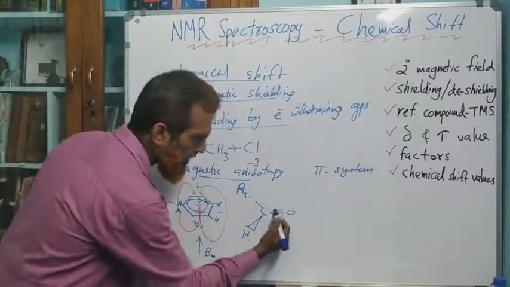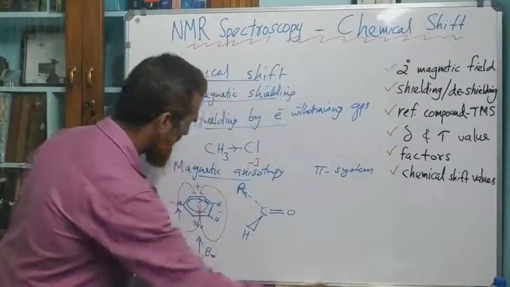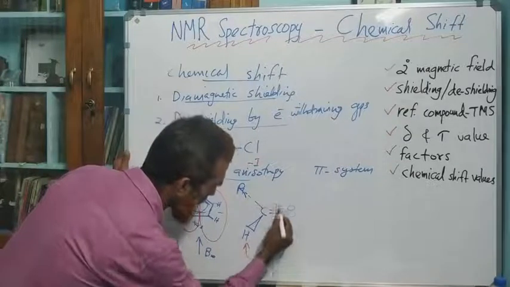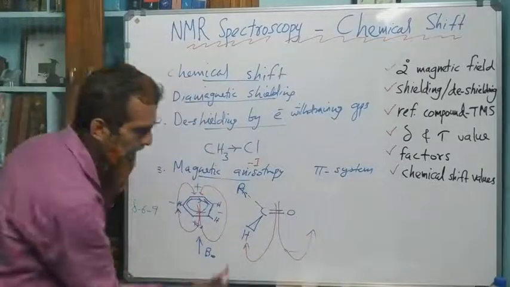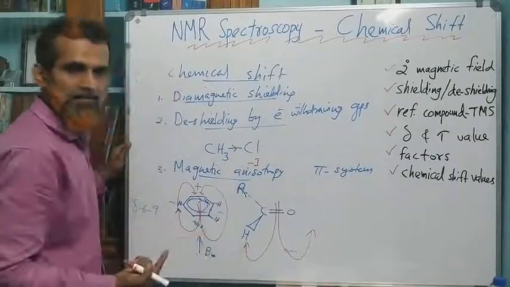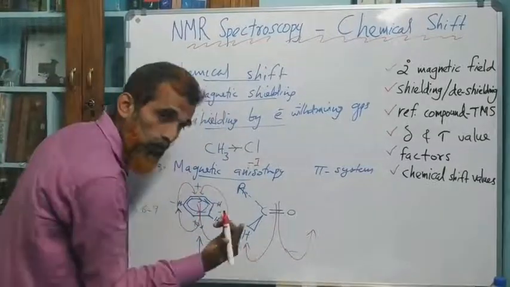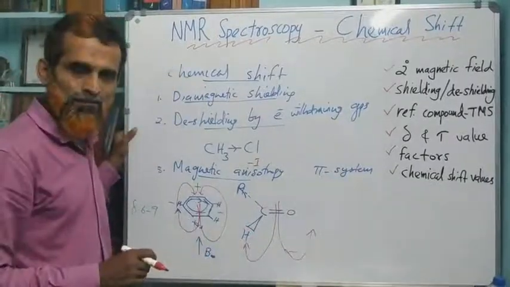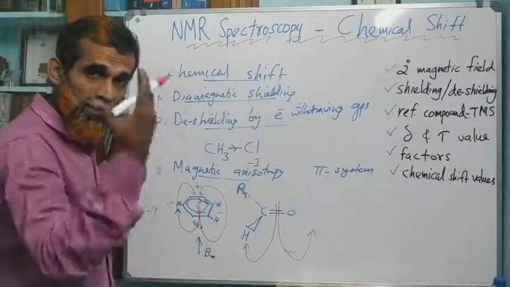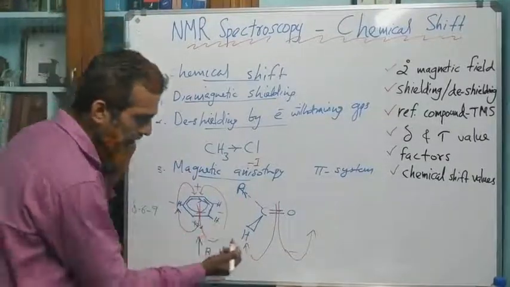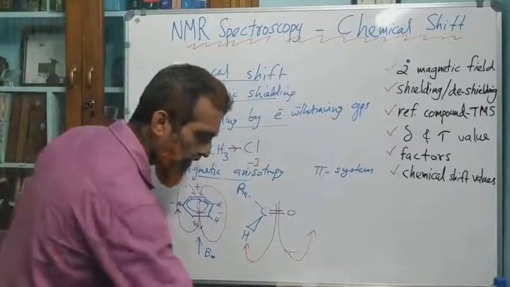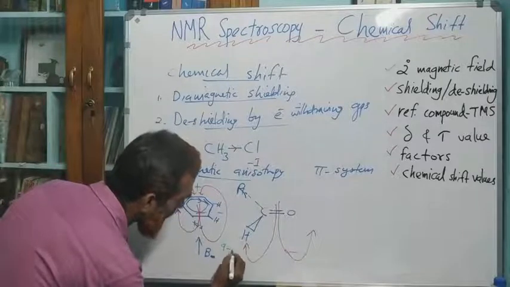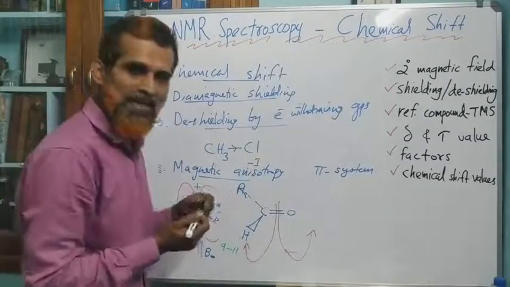Now this pi electron will similarly have the secondary field, and this one also is having deshielding in the same direction as the applied field. So what happens? This proton will feel a greater field than applied, correct? So higher field and higher frequency. See, aldehyde has quite a high value, around 9 to 11 delta value. It is because of this magnetic anisotropy.